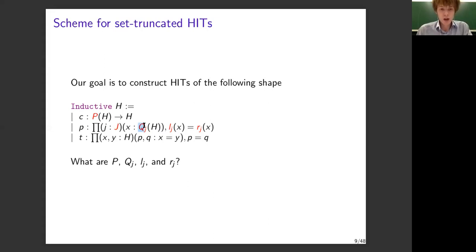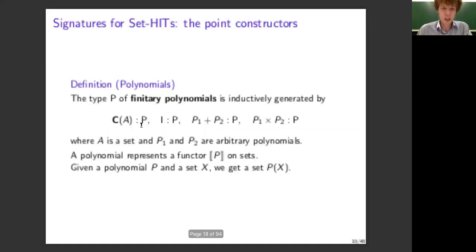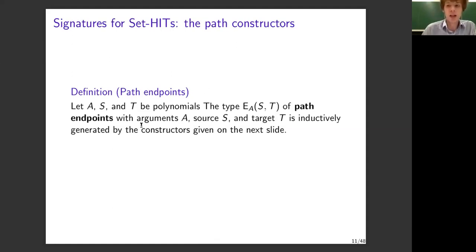Furthermore, we also need a parameter representing Qj. So the type of the polynomial describing the arguments, the point arguments for this constructor. And you see that in the type of path endpoints. So Lj and Rj are, I call them path endpoints in this presentation. So here there are three polynomials which are the parameters. So first of all, we have A, that is just of the point constructor. S is the argument. But you might be surprised that there's also a T.